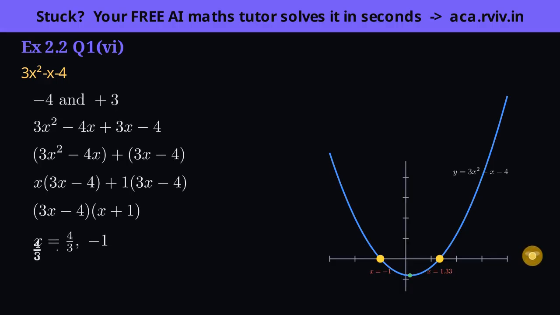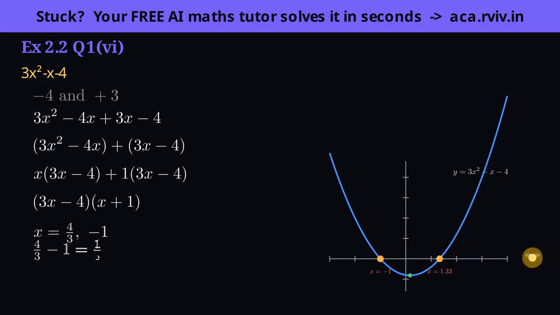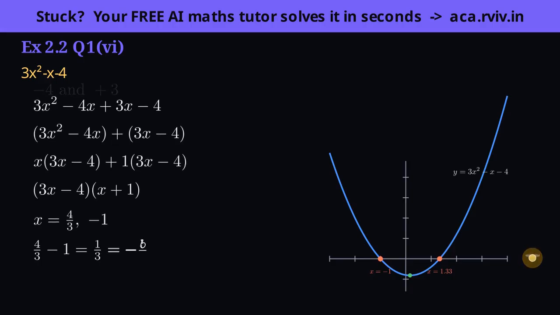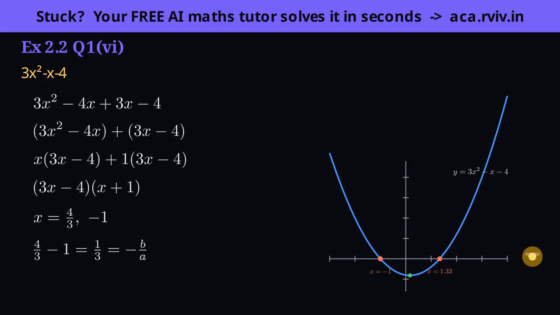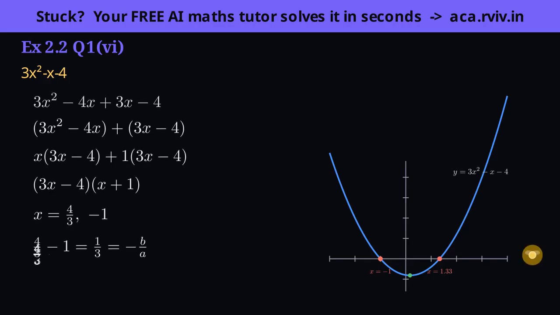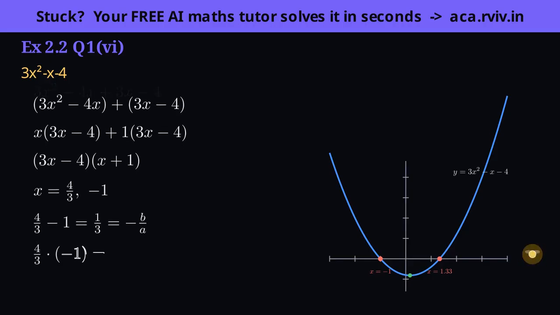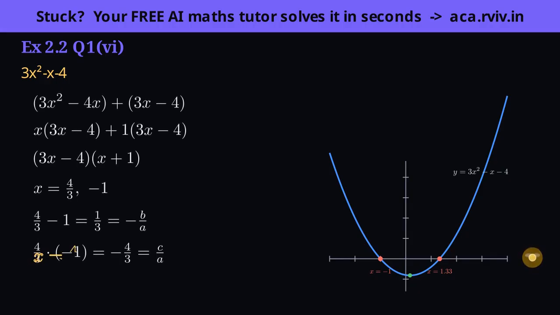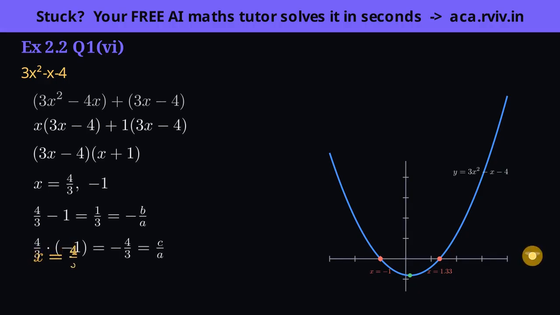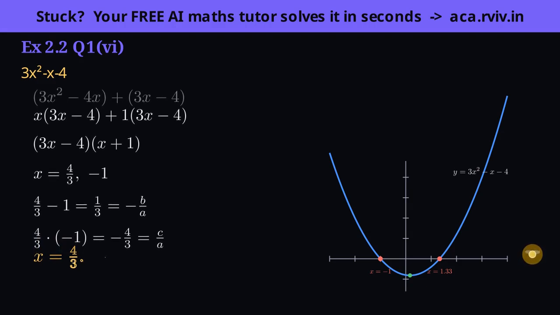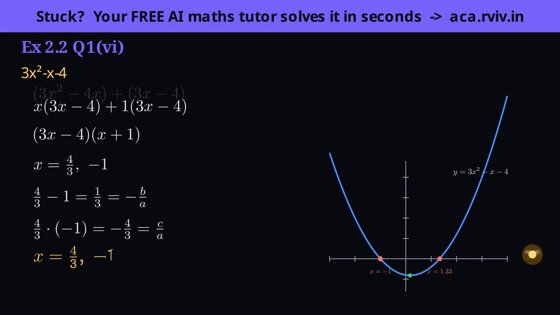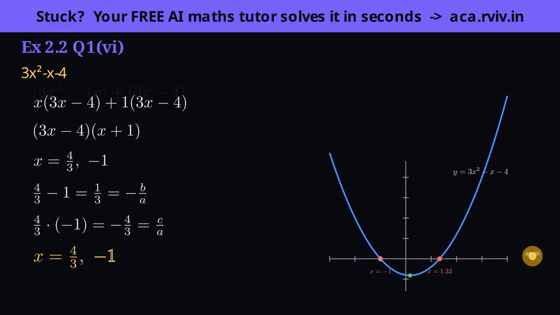Verify the sum. 4/3 minus 1 is 1/3, and minus b over a is 1/3. Matches. Verify the product. 4 thirds times minus 1 is minus 4 thirds, equal to c over a, confirmed. Takeaway: notice the sum and product checks aren't just a formality, they're a genuine proof your factoring was correct. If either check failed, you'd know instantly to hunt for a slip, and that's marks saved in the exam.